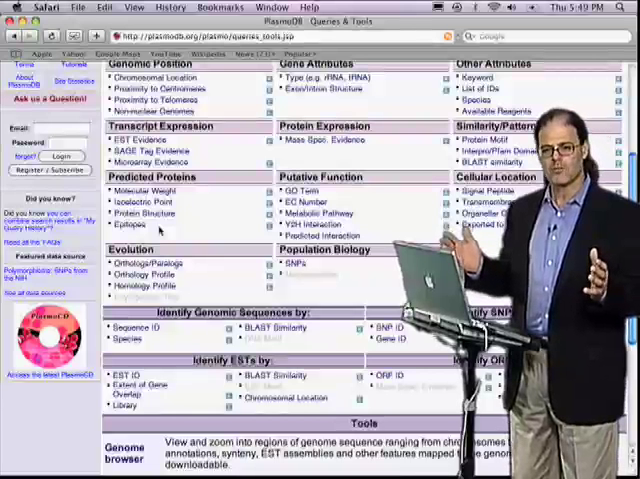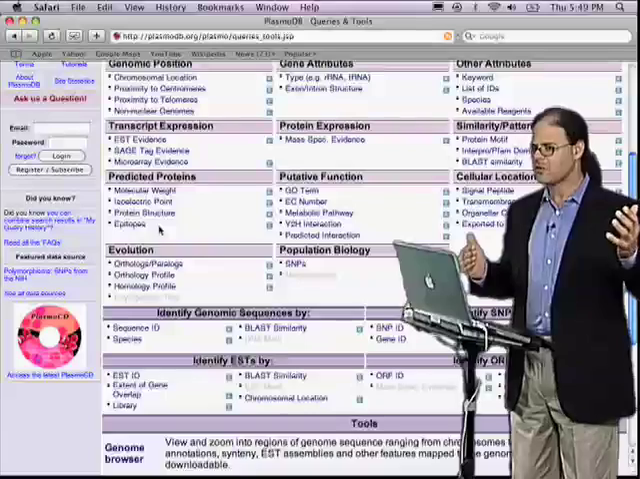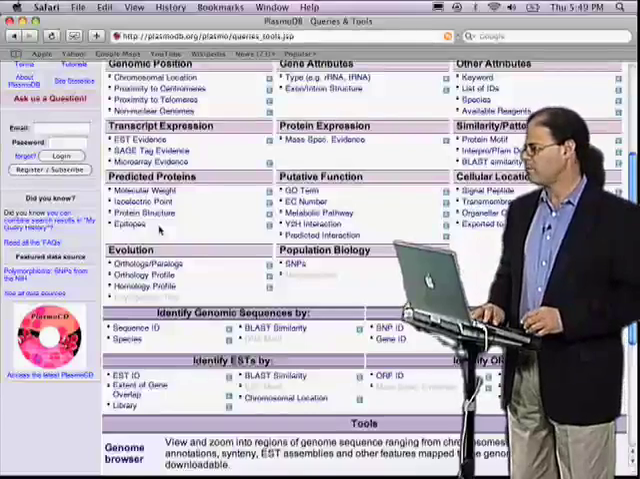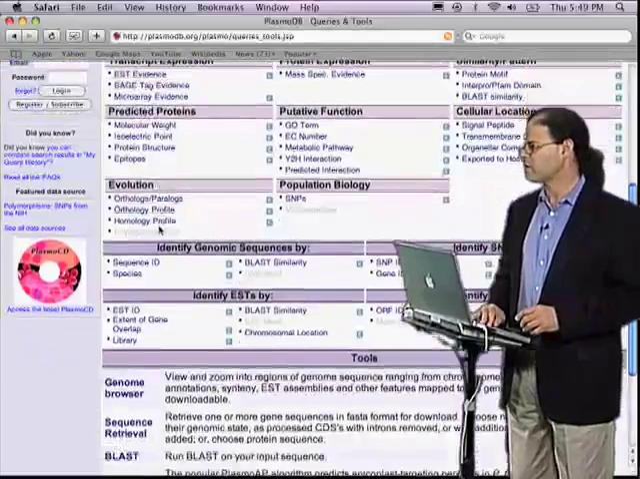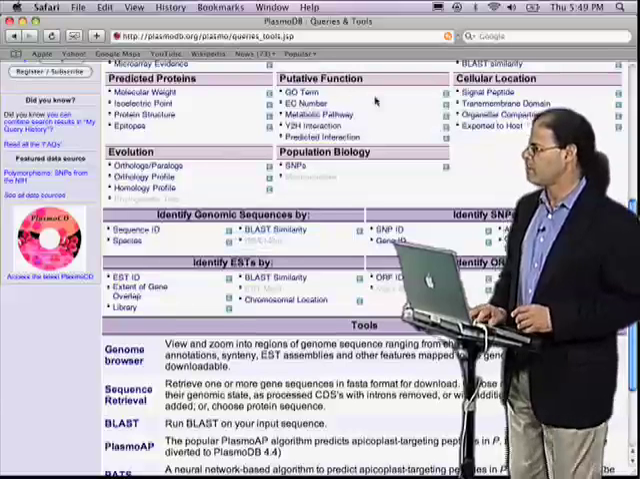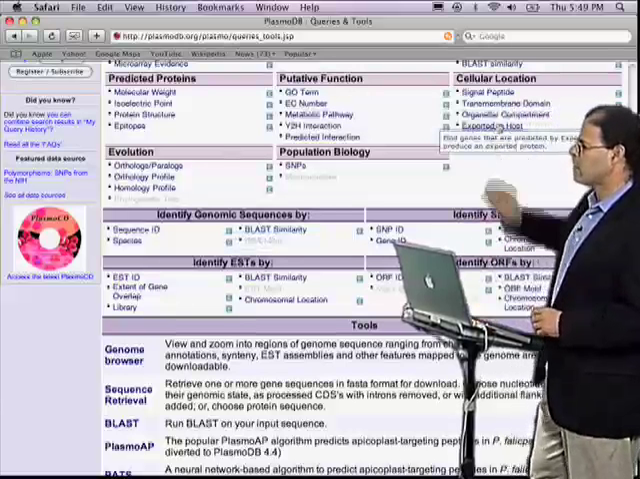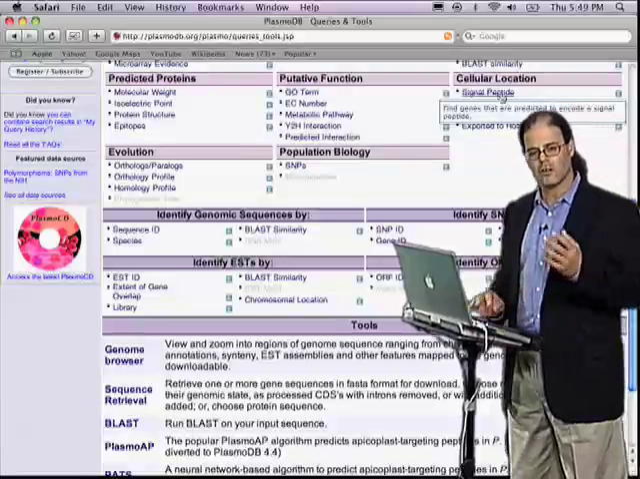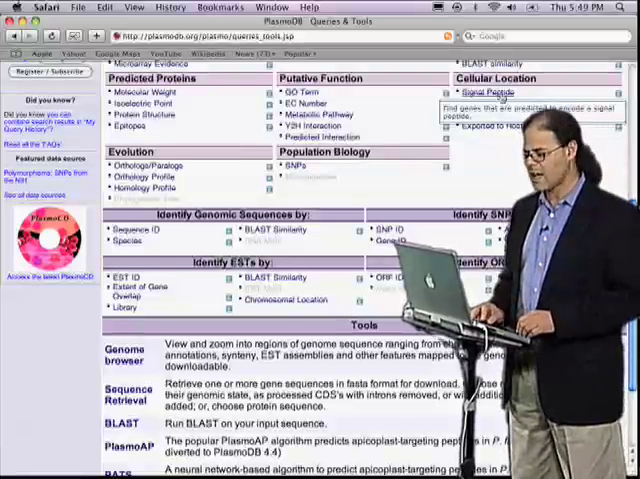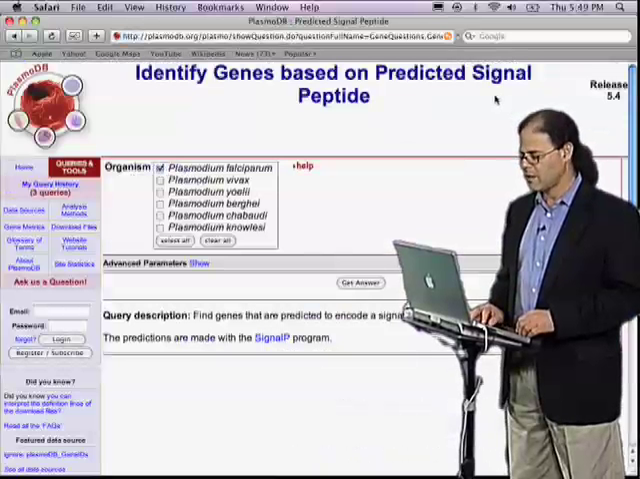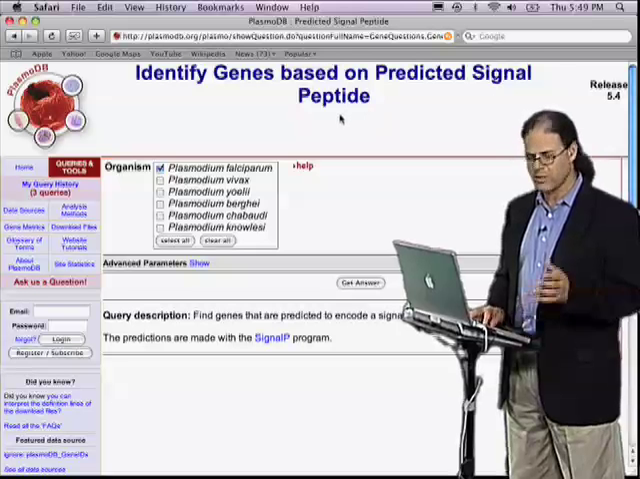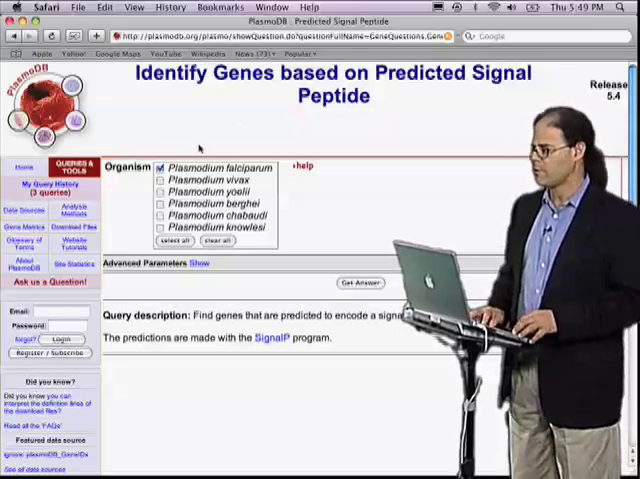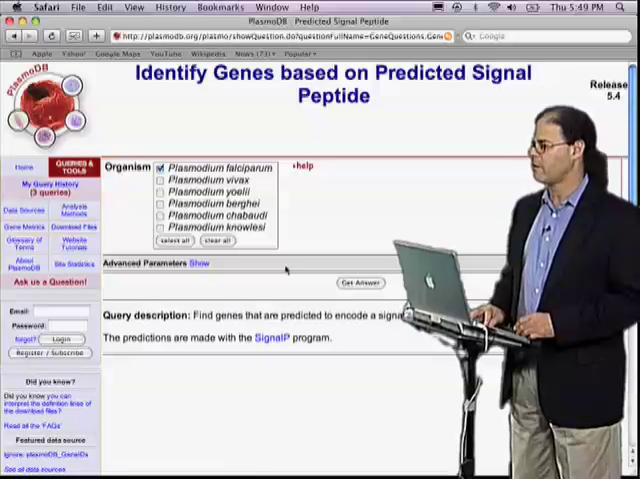By in the right place, we mean presumably on the surface of an infected red blood cell or on the surface of the parasite itself, and we can gauge that information by looking at cellular location here. We know that signal peptides are likely to be involved in targeting proteins outside of the cell. So let's ask for all proteins in a malaria parasite that have a predicted signal sequence. And we're interested in this case in Plasmodium falciparum, although we could interrogate other malaria parasites as well.